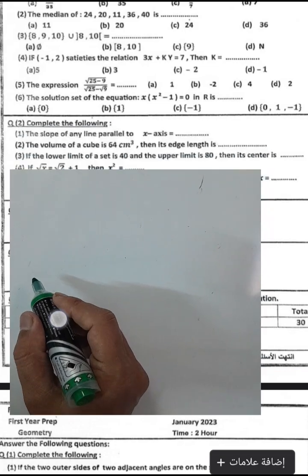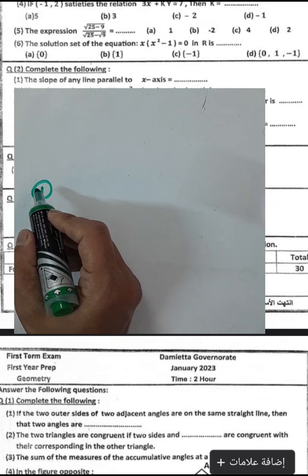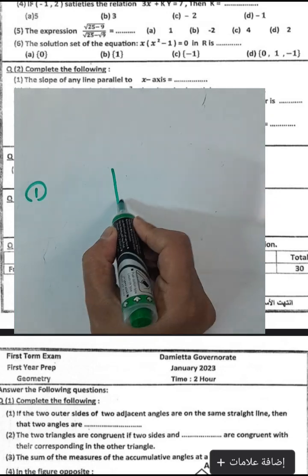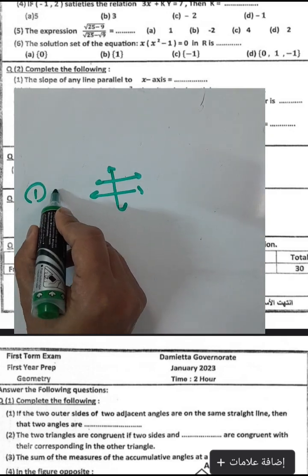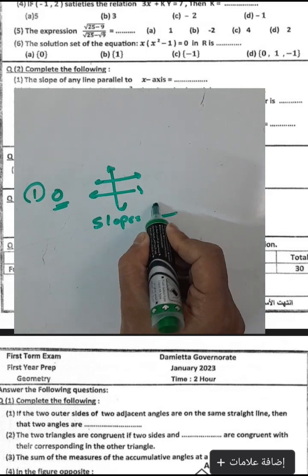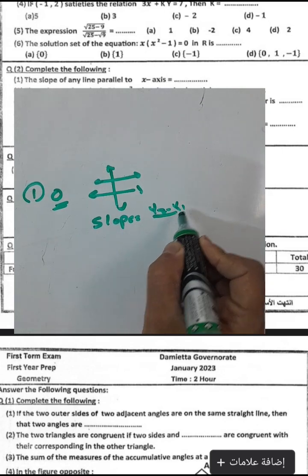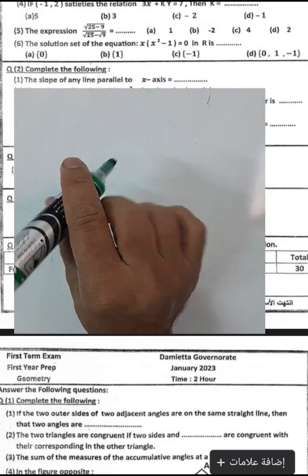Question number 2 covers the following. Number 1, the slope of any line parallel to the x-axis. If we have any straight line parallel to the x-axis, the slope here will be 0. The result will be 0 because the slope equals y2 minus y1 over x2 minus x1. Then the slope here will equal 0. In a straight line parallel to the x-axis, the slope will be equal to 0.